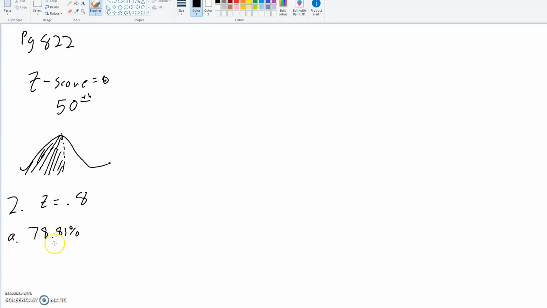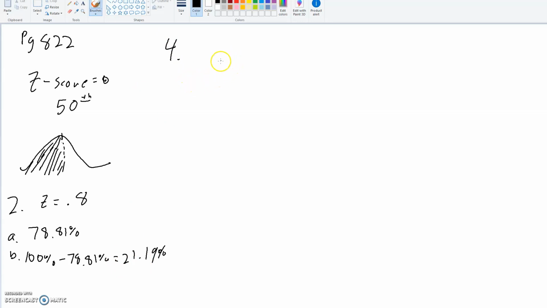Now, if we want to figure out the percentage that is greater than that, what we are going to do is just take 100% minus that 78.81%. This will give us our 21.19% of our data that lies above. So the percentage below, that's just what you find in the table. The percentage above is just 100% minus. Let's do another one here real quick.